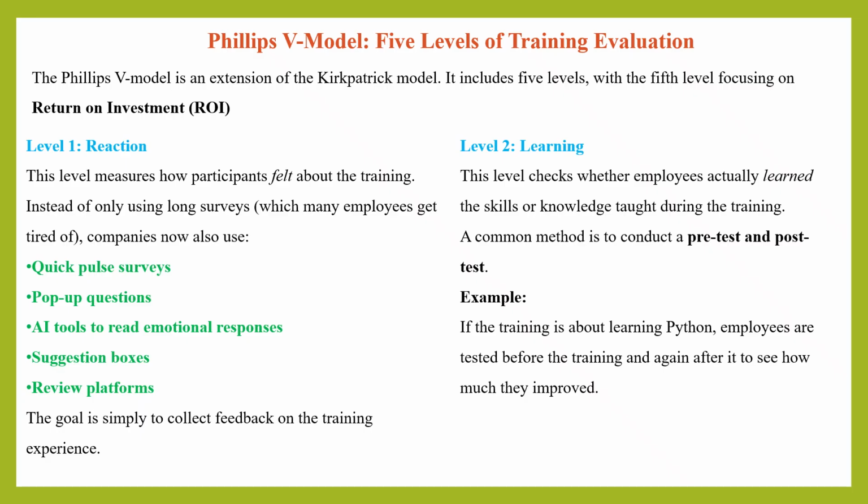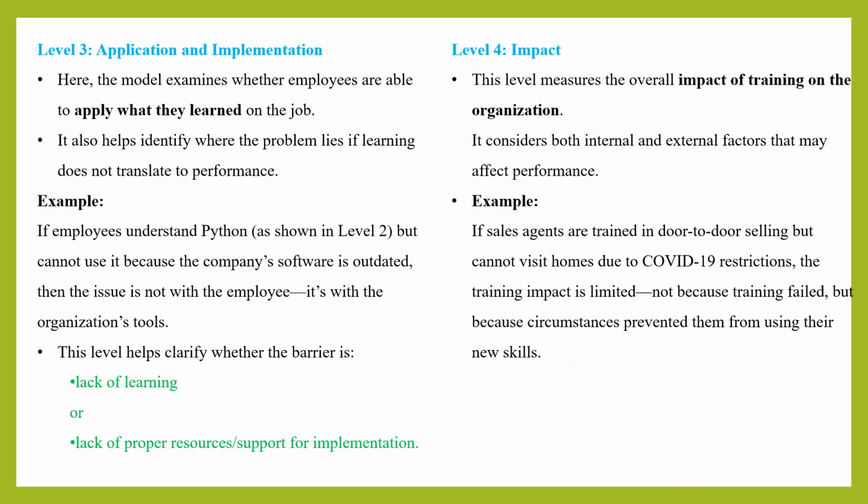The first one is reaction. At this stage, the organization wants to know how the employee felt about the training. Okay. The second one is learning. Here the organization checks whether employees actually learned something from the training. The third level is application and implementation. This level checks whether the employees are using what they have learned in their actual job or not. Sometimes employees learn everything during the training, but they still cannot apply it because of problems in the workplace.